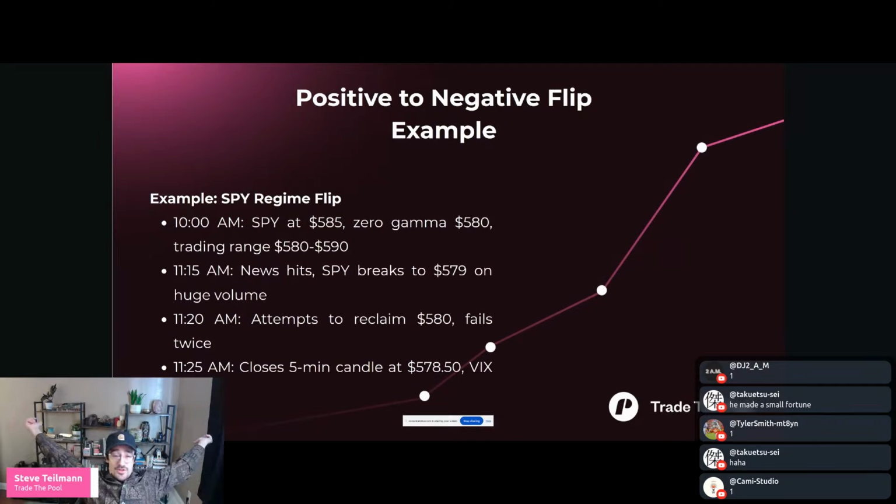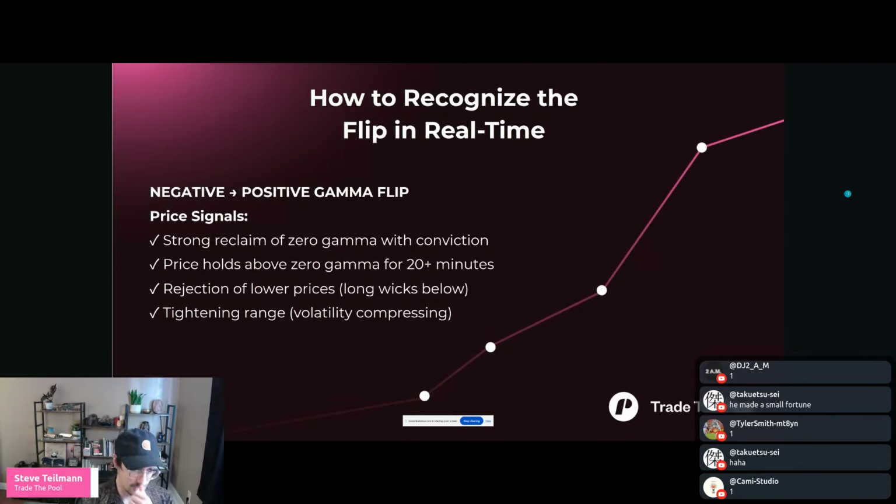What do we think? We were above zero gamma in the middle of the range. We lost zero gamma. VIX spiking. I'm not buying this. I don't know about you guys. I'm not buying it. So let's go on and talk about the other side of it.